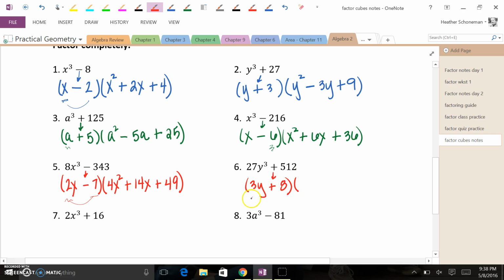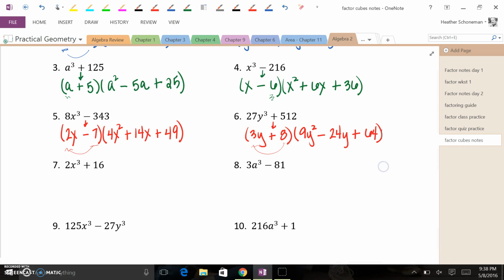Okay. Square the first term. 3y squared is 9y squared. Change the sign. It's the opposite of the first one. Then multiply the two things together. 3y times 8 would be 24y. Last sign is always a plus. Square the 8 and you get 64.